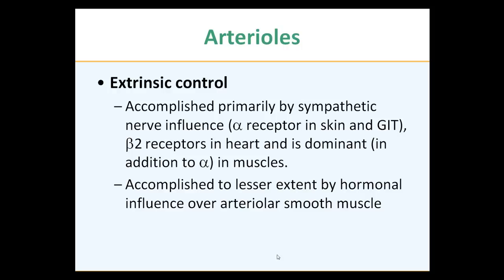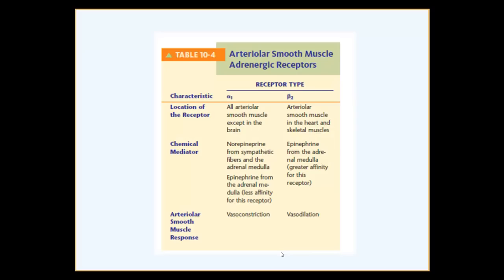We have alpha receptors in the skin and the gastrointestinal tract, and the beta-2 receptors that are in the heart, and they're predominant in the muscles. And in the muscles, they will have also the alpha, but they have mainly the beta-2. And we will learn more about these receptors when we get into the autonomic nervous system. But for now, there is a nice table in your book which compares the alpha-1 and the beta-2 receptors.